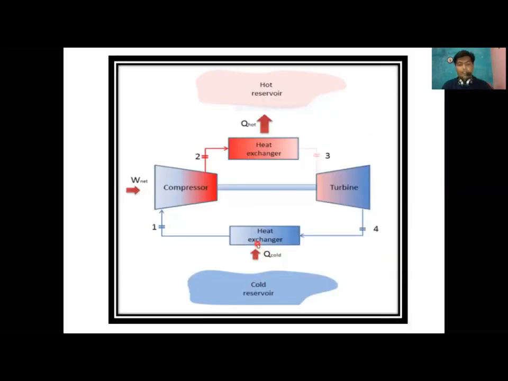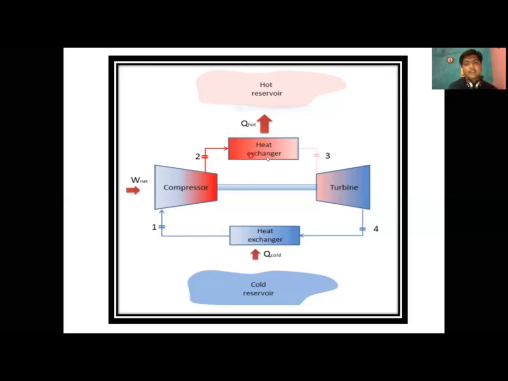Now, in the four components, what happens? First, the refrigerator, heat exchanger one, absorbs heat from the cold place at low temperature and the air is drawn into the compressor. In the compressor, the air is compressed isentropically. That means entropy is constant, while pressure and temperature increase.